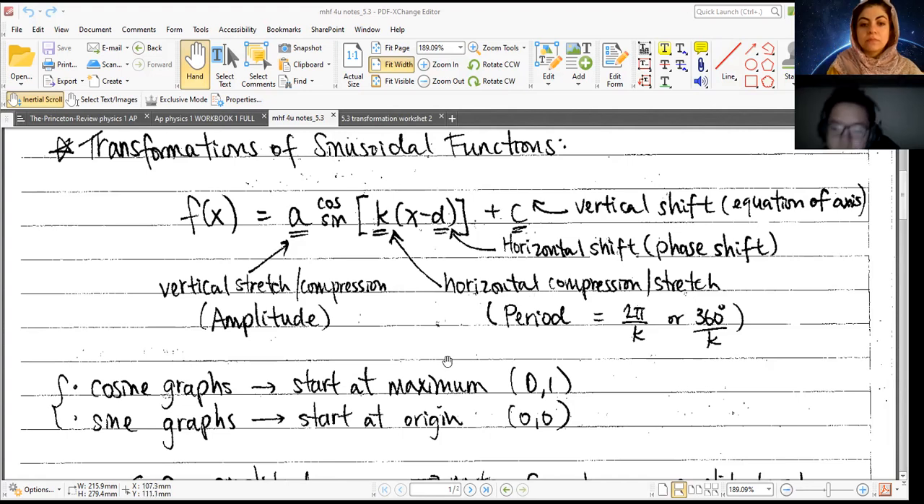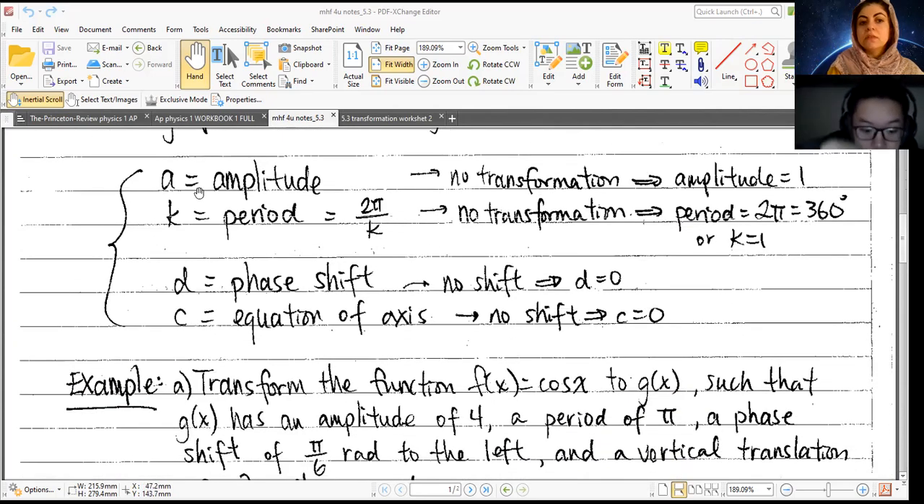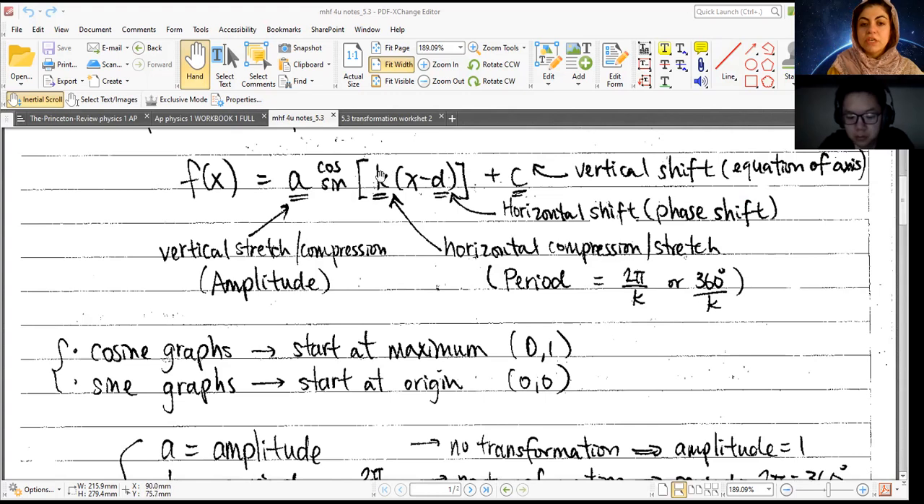So now, these are the summary. A affects the amplitude. The period is 2 pi over K, or 360 over K. If you want to find the period in radians, you use 2 pi over K. In degrees, you use 360 over K.